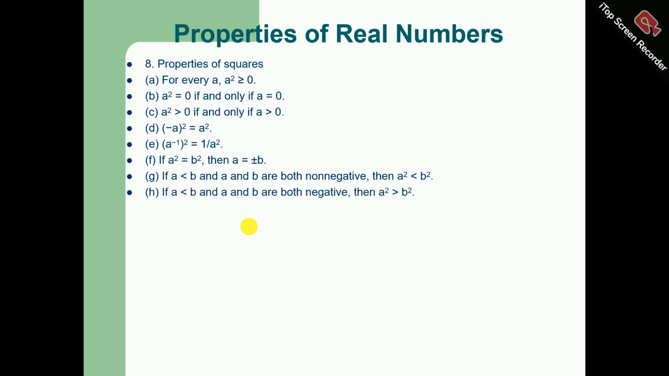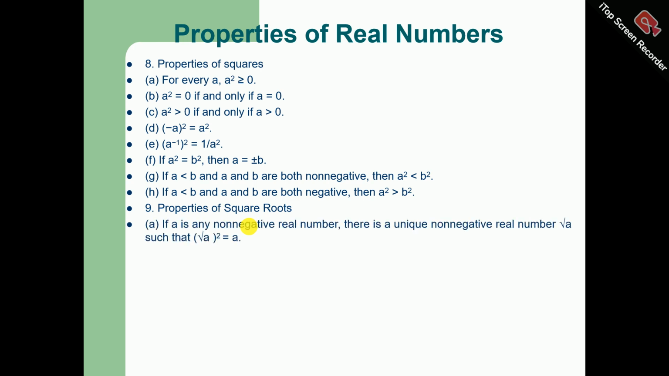If a is less than b and a and b are both non-negative numbers, then a square is greater than b square. Properties of square roots. If a is any non-negative real number, there is a unique non-negative real number, square root of a, such that the square of the square root of a is equal to a.